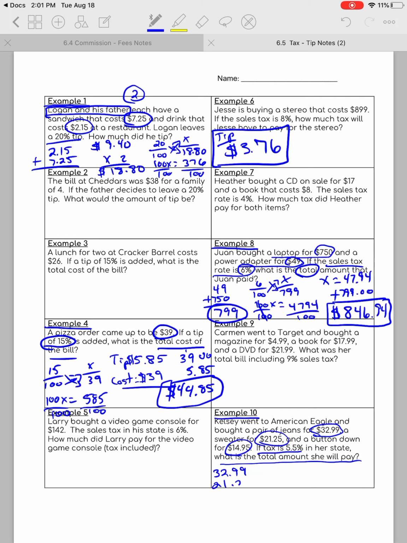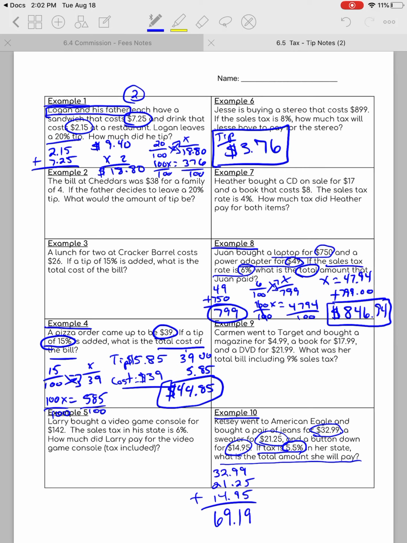Now here, follow me. We're going to do 32.99, 21.25, 14.95. First, we got to add those up. And you should get 69.19. So I have 69.19.